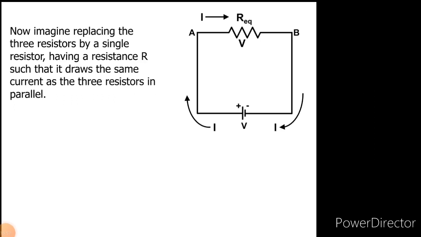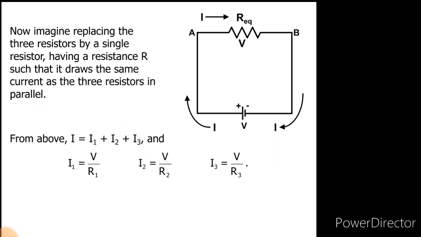Now imagine replacing the three resistors by a single resistor having a resistance R such that it draws the same current as the three resistors in parallel. So just like this one. So instead of three, we only have one resistor with R as the equivalent of the three resistors. So from above, again, yung I is equal to I1 plus I2 plus I3 natin is replaced by V over R1, V over R2, and V over R3.